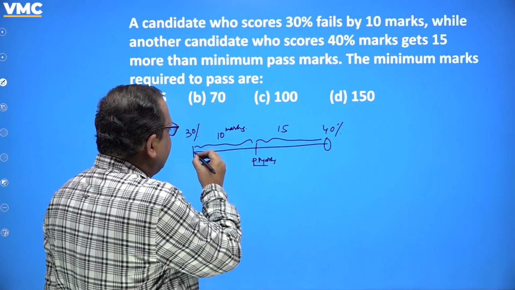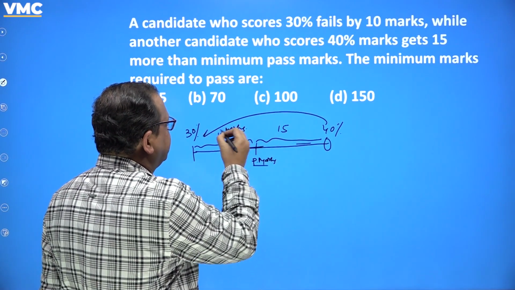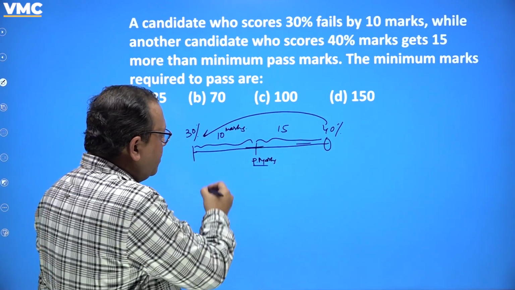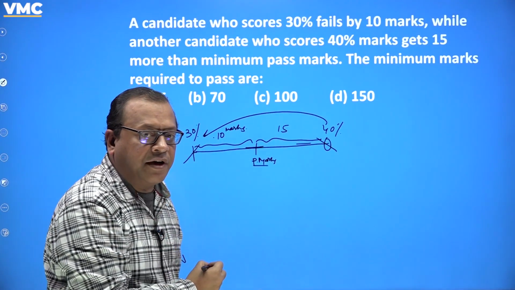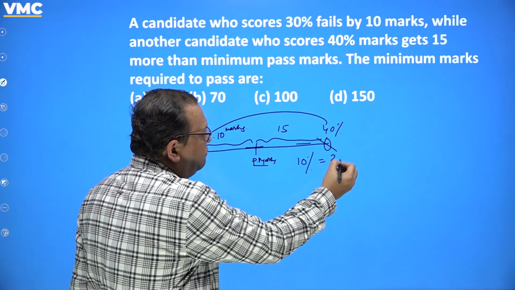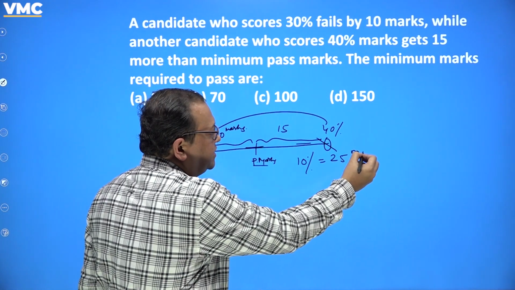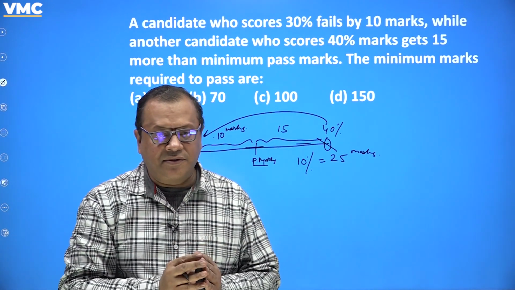So I can say that what is the difference in their percentages? 10%. And what is the difference in their marks? It is 10 plus 15, which is 25 marks. So can I say 10% is equal to 25 marks? Can I say that? 10% is equal to 25 marks.